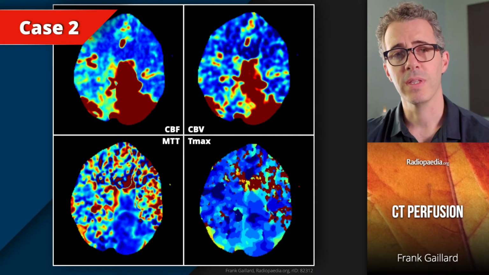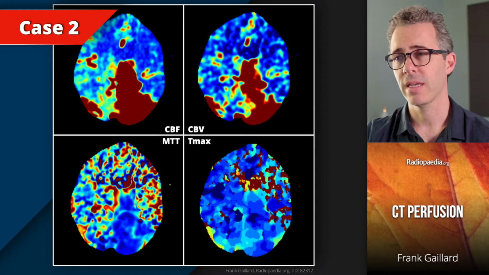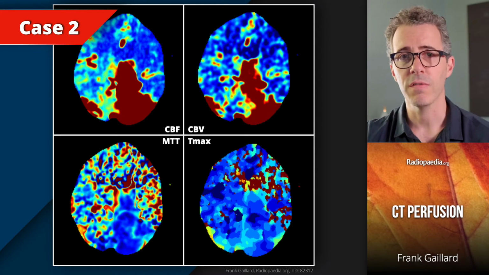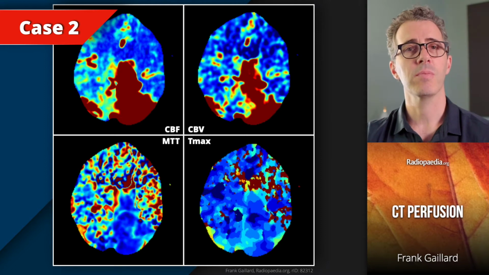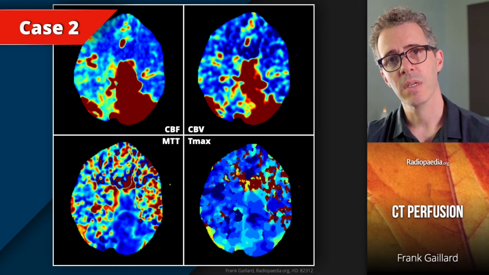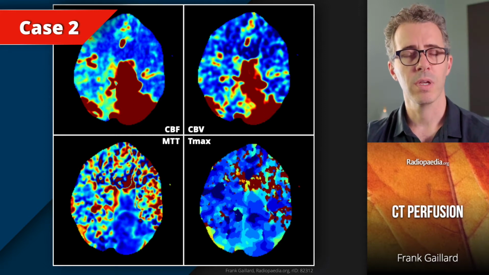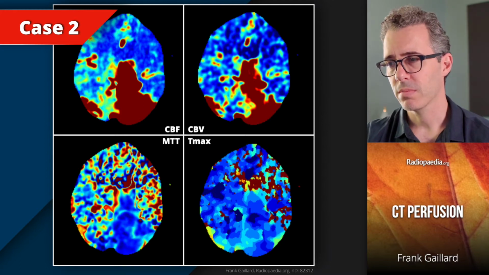Moving on to case 2, and this is one of my favorite cases. And I've seen this twice now just at our institution, so presumably it happens not infrequently. This patient presented with stroke-like symptoms, had a CT brain, and then had perfusion, and then had CT angiography. And these were the perfusion maps.